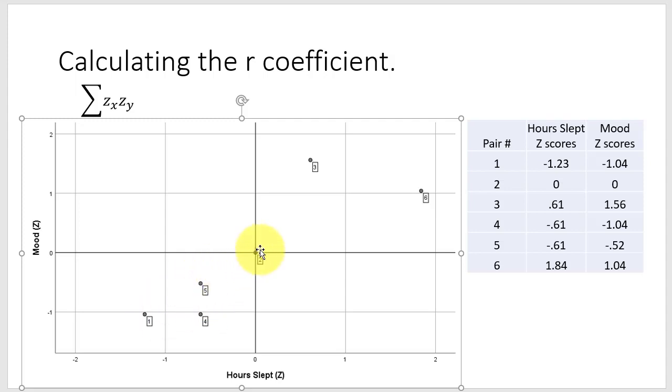You notice though we still have the same shape. All I've done here was center it so that we have the z-score of 0 for hours slept and the z-score of 0 for mood at this origin, this axis here.